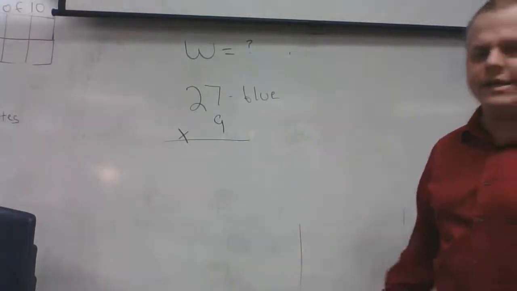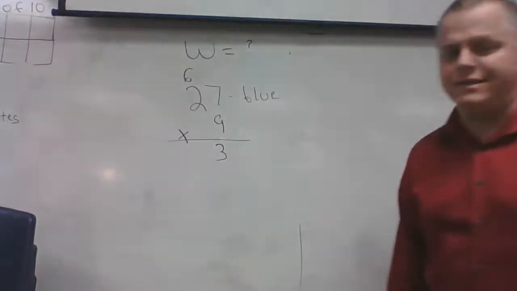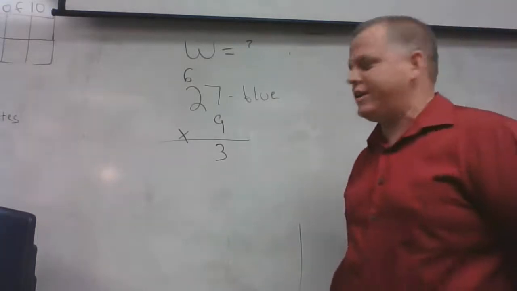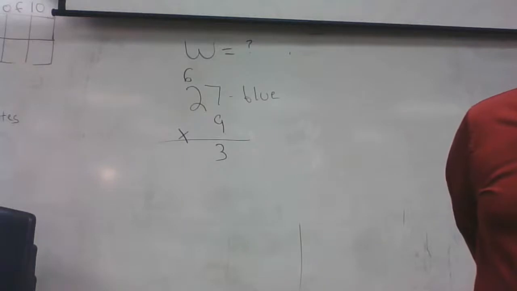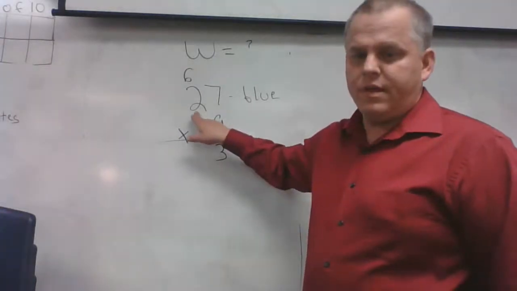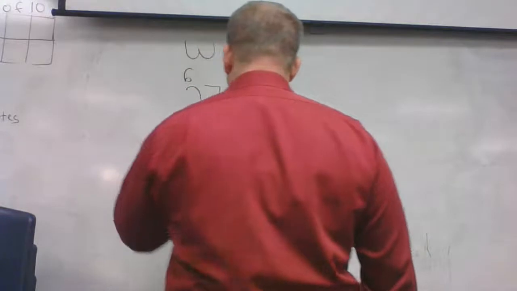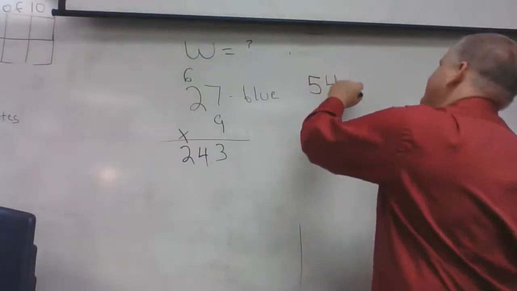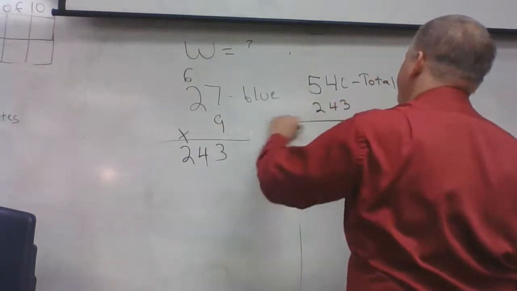7 times 9 is 63. So I have a 3 in my ones and a 6 in my tens. Oh, you're right, Adriana. Sorry. 9 times 2 is 18. Sorry, I think there's still a lag. Plus 6 is 243. To find that answer, take your 540, which is the total, and subtract 243.